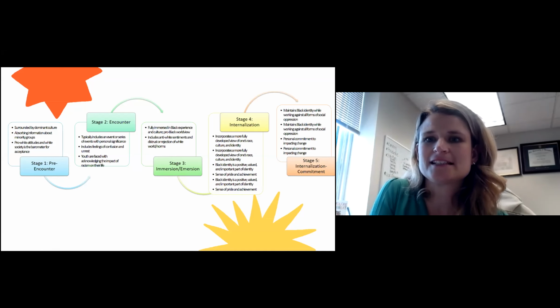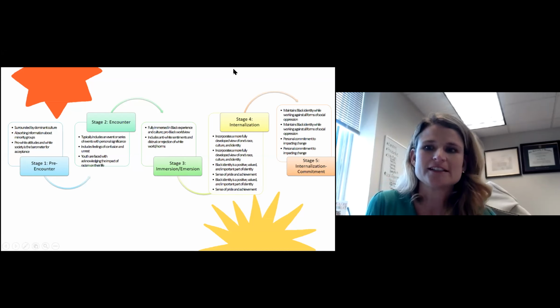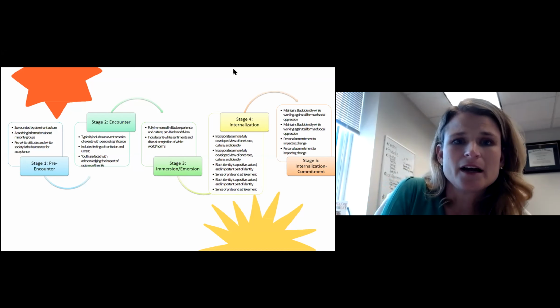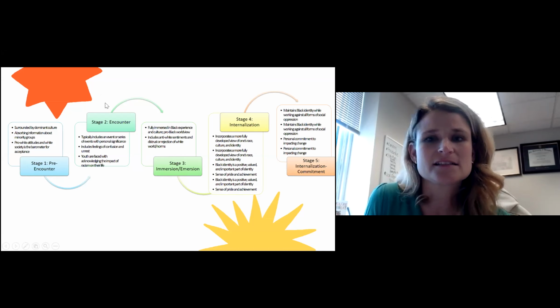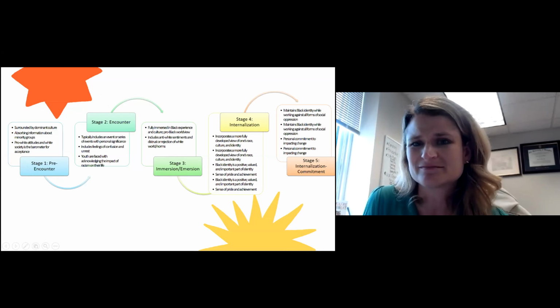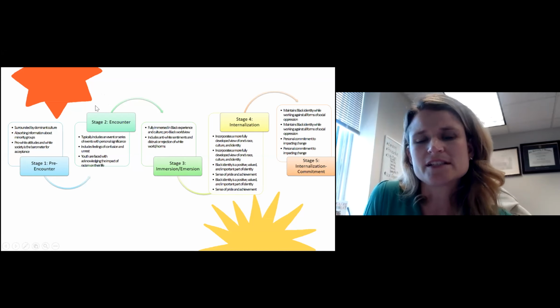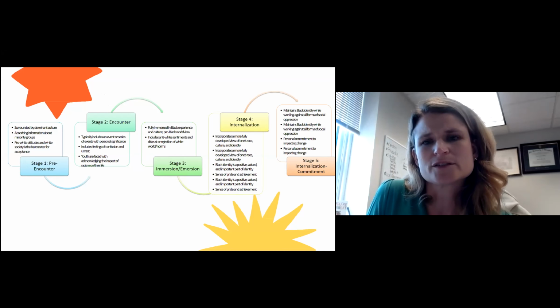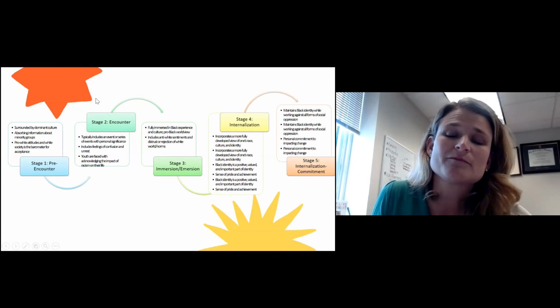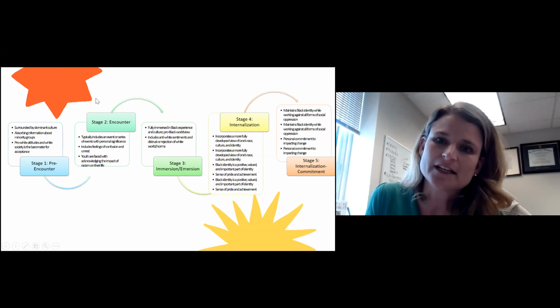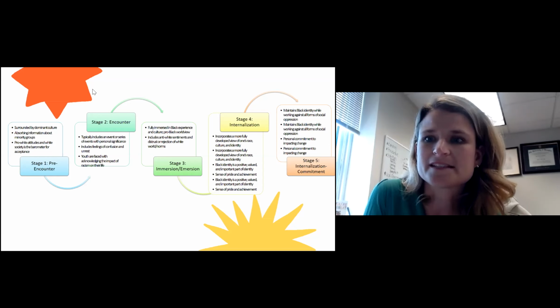And last is stage 5. They call that internalization commitment. So for Black Americans, this is usually really not far after adolescence, very early adulthood. When I was teaching in a college setting, folks were sort of achieving this. A lot of folks are actually coming to college already achieving this stage.